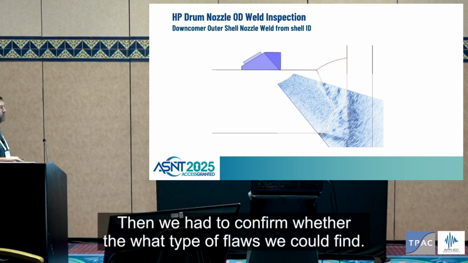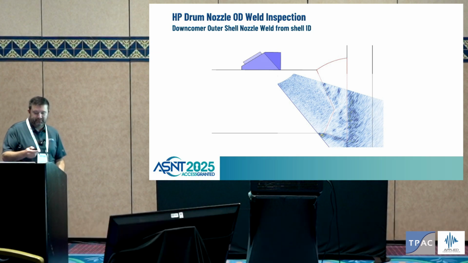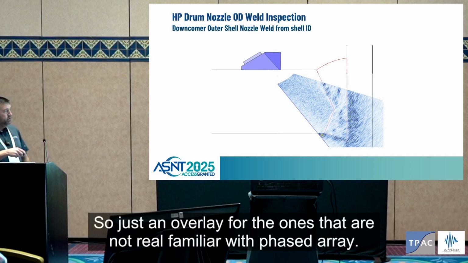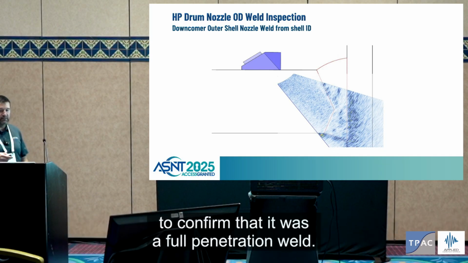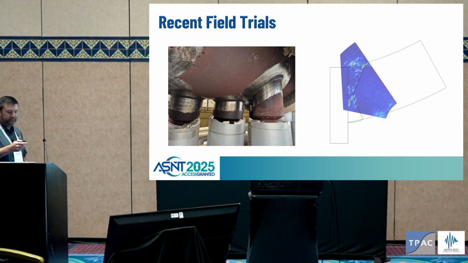Then we had to confirm what type of flaws we could find. Just an overlay for the ones that are not real familiar with phased array. We're shooting from the inside. You can see the overlay, and it matched up really well with our phased array data to confirm that it was a full penetration weld.